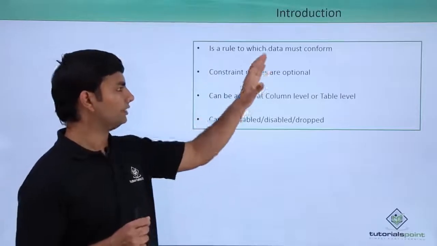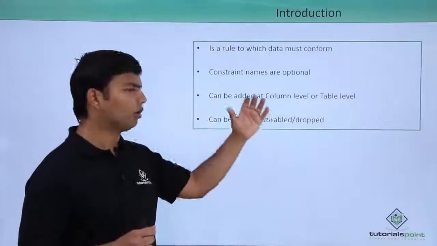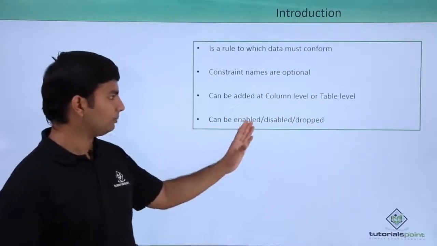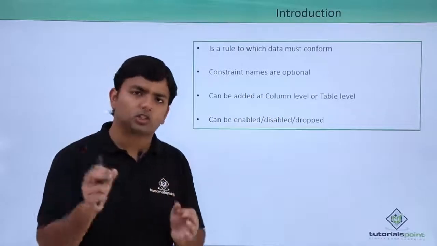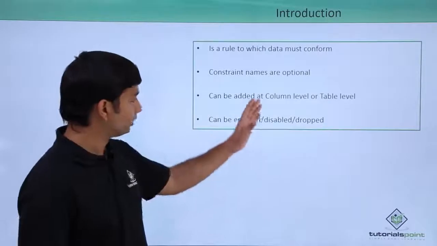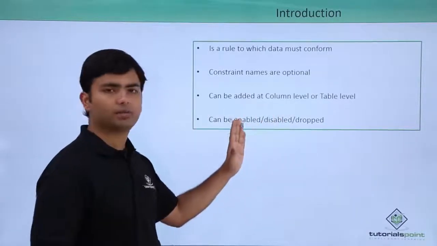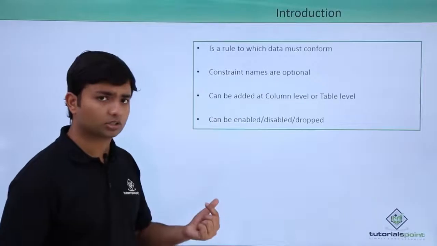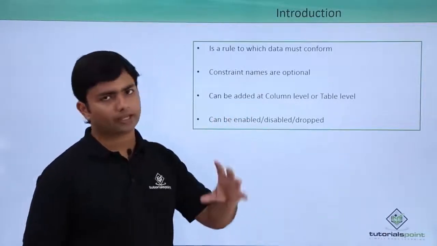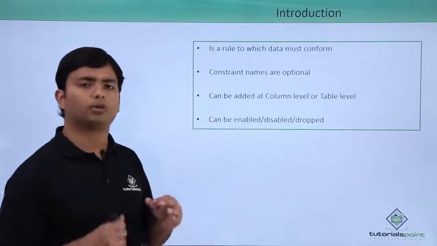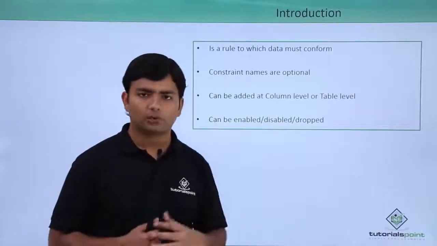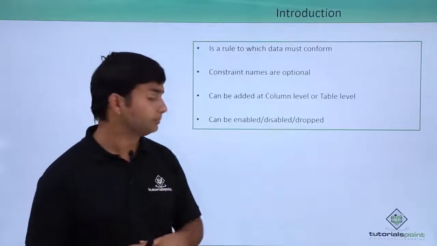Once the constraint is added, you can enable or disable it, or you can also drop that constraint. For example, if at a particular time I don't want to work with a particular constraint, I can disable that. Later I can enable it again. I don't have to give the complete definition. I will just pass the enable keyword with the constraint name and it will be enabled. But if you permanently want to drop a particular constraint, you can do that as well using the drop keyword, which you will see how to do practically.